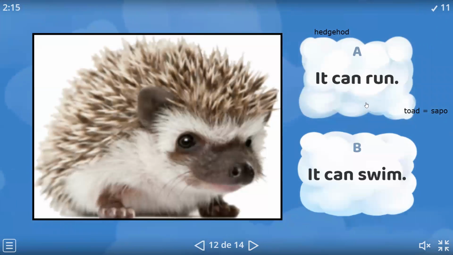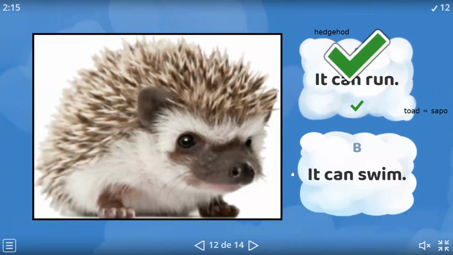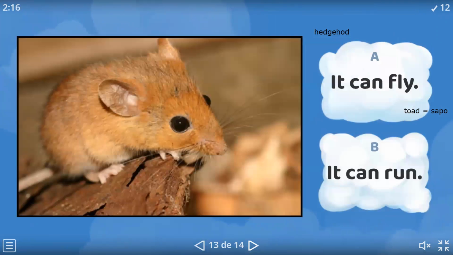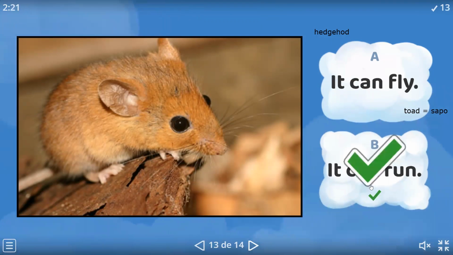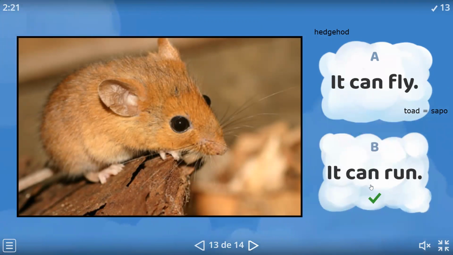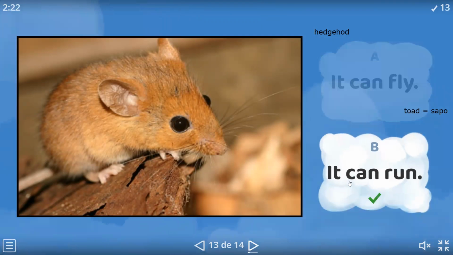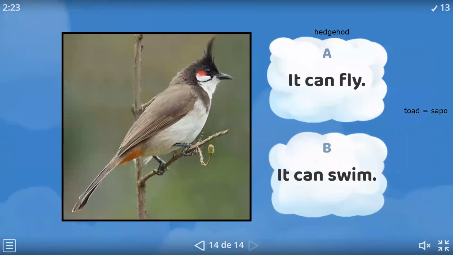It can run. Yes. Now, what about this? It can run. Mouse. And it's a mouse, right? Yes. It's a mouse and it can run.